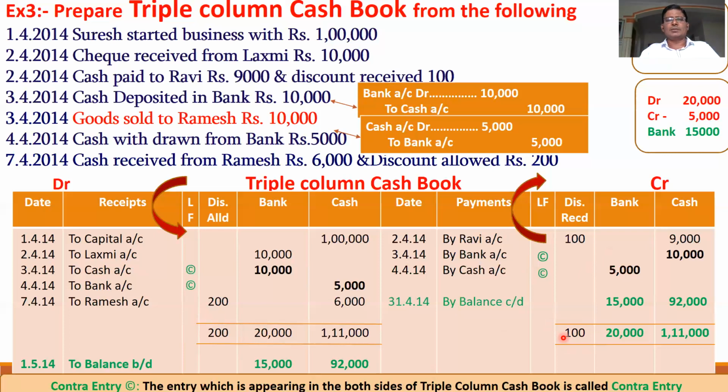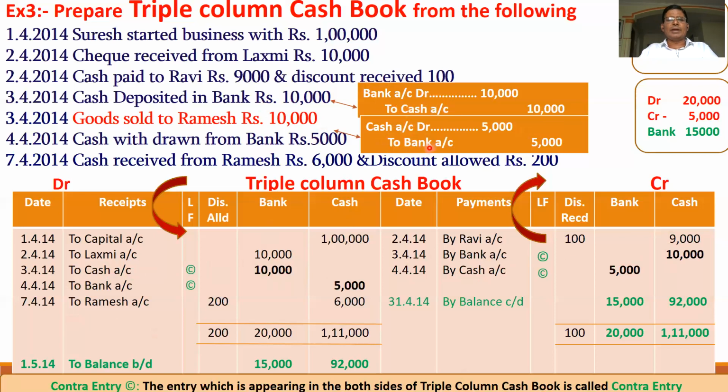Students, I think I explained twice the contra entry. The entry which appears on both sides of the triple column cash book is called a contra entry. One is cash deposited in bank. So how did we read? To cash 10,000, and cash opposite in bank. Next, by bank, bank opposite cash 10,000. Cash withdrawn from bank means cash coming in.